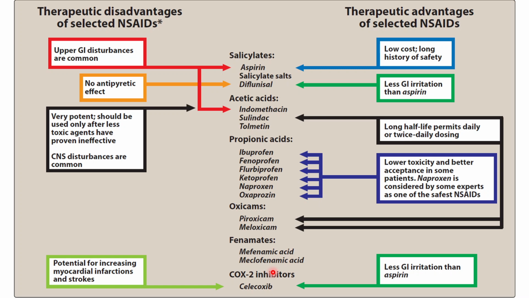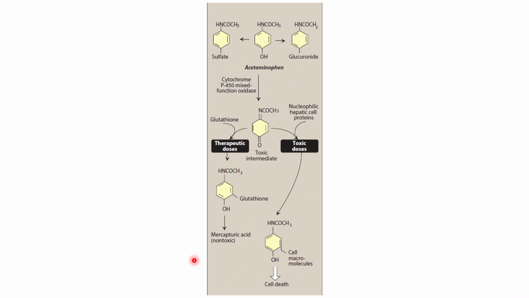But selectivity is also in low doses only, and they have higher adverse effects for myocardial infarction and strokes, because they block the protective vessel-relaxing factors, so that is why there are more strokes and myocardial infarctions. So these are the advantages and disadvantages of the NSAIDs.